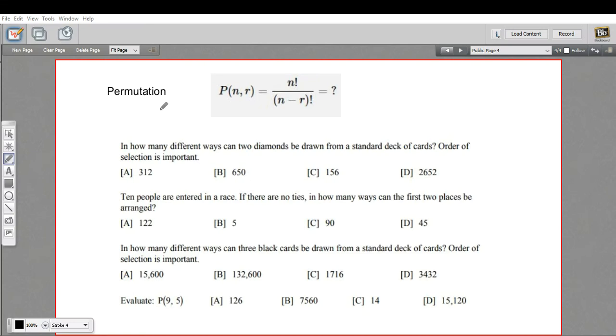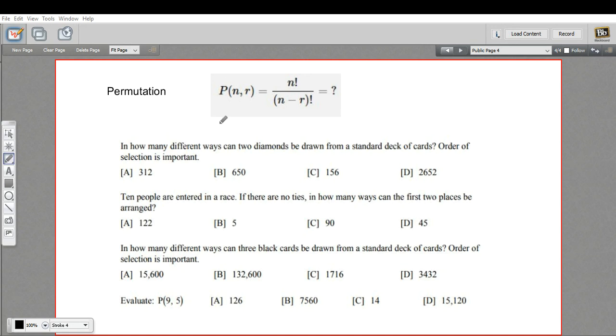In these problems, we are talking about something called permutation. And permutation is a way of calculating how many different ways you can combine groups of things. So for example, this second problem right here, it says 10 people are entered in a race. If there are no ties, in how many ways could the first two places be arranged? So, could it be this person and that person, this person and that other person? How many possible combinations of two people, when you're choosing them out of a group of 10, are there?